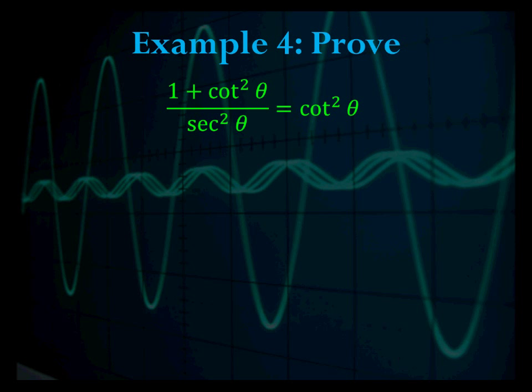Alright, number 4. 1 plus cotangent squared over secant squared equals cotangent squared. Again, you're trying to get this to equal cotangent squared. Give this one a shot and check your answer when you're ready.